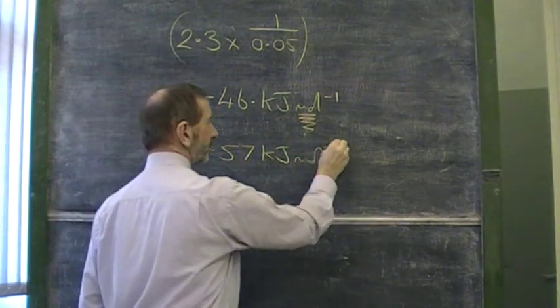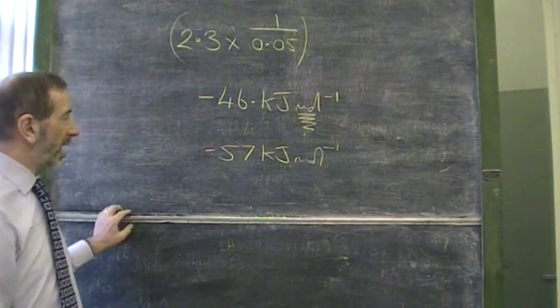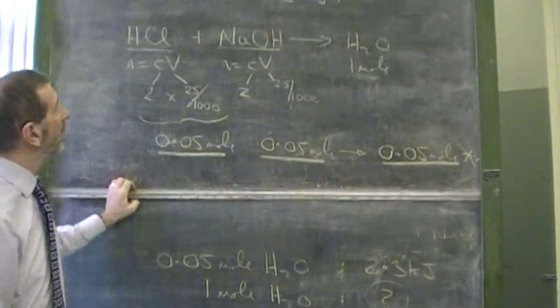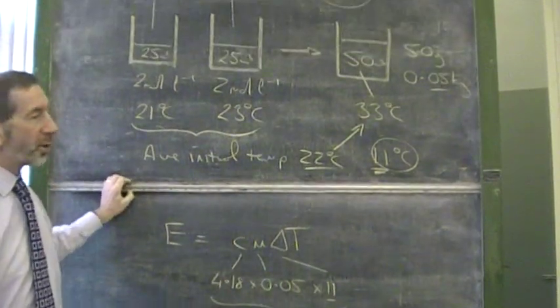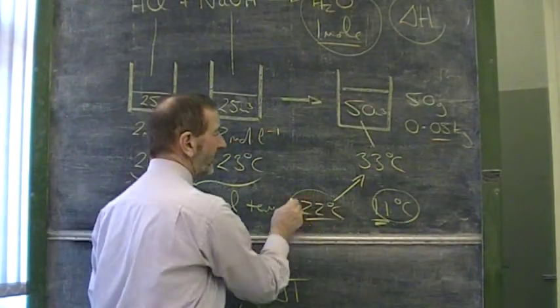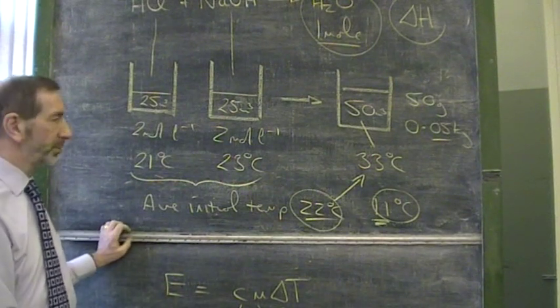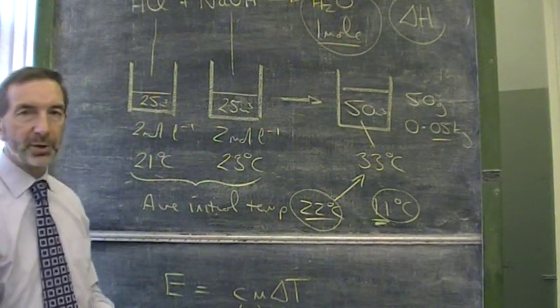Why the difference? Possibilities are heat loss. It's very hard to avoid some heat escaping from the system. And possibly the fact that we had to use an average temperature to begin with will be an error that was unavoidable. That is enthalpy of neutralization.